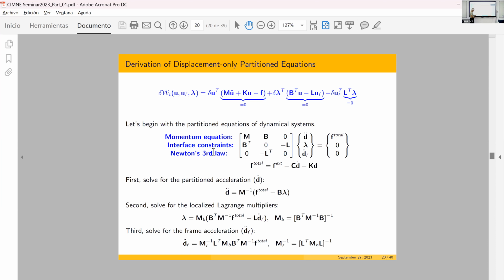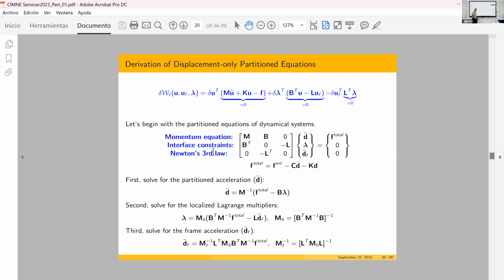Now, if M is diagonal, okay, explicit people love diagonal mass matrix, then this MB is diagonal because B is just a simple Boolean operator. If you use the classical Lagrange multiplier, MB will be a fully coupled matrix. Okay? So you find the D double dot F, and here MB is diagonal, and for the matched system, L transpose MBL is diagonal. So this is a diagonal matrix.